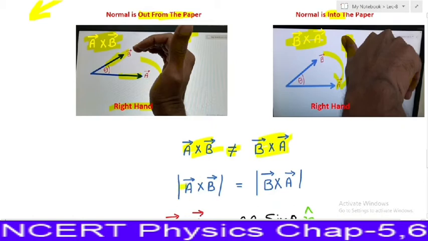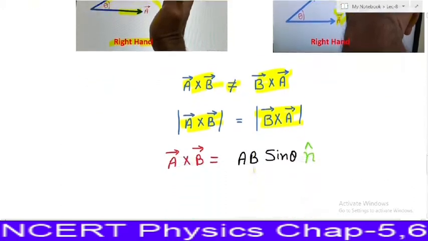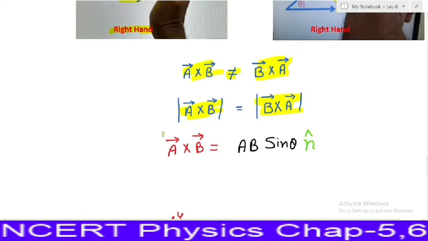However, magnitude wise A cross B is equal to B cross A, but direction wise they are opposite to each other. So now how to give final expression to A cross B? A cross B is equal to AB sine of theta, this is magnitude part, into n cap. N cap represents a unit vector which is normal to the plane containing A and B. So if we want to find exact expression for A cross B, then we have to find this normal vector also.